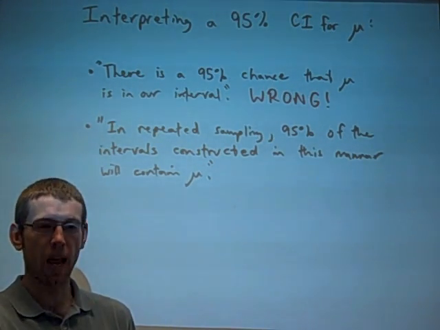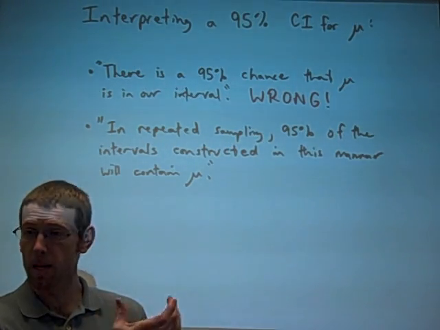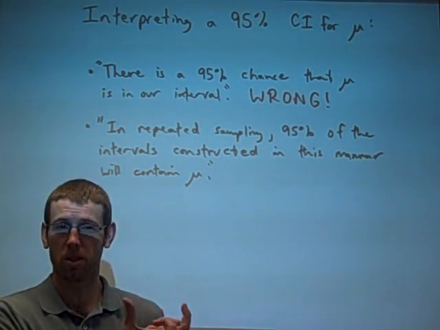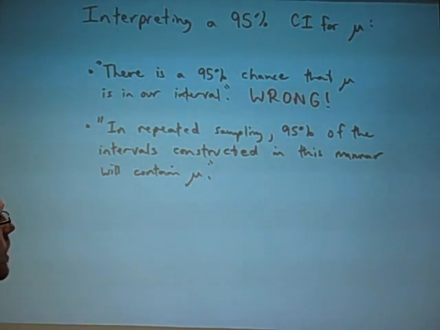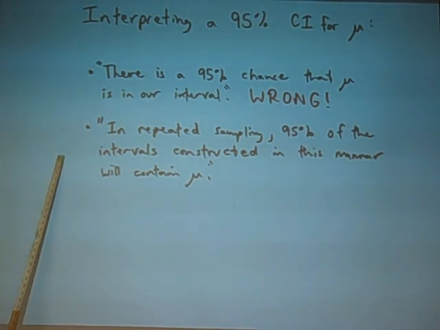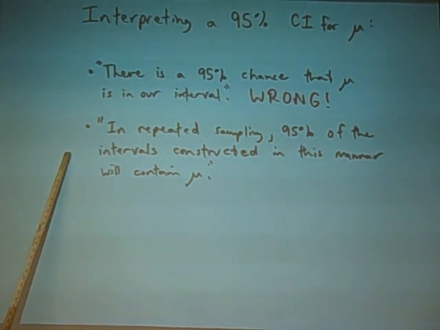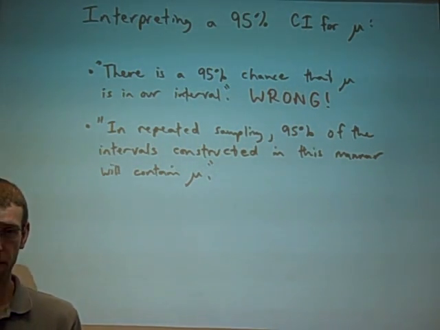If I give you a different sample, when you calculate your confidence interval, isn't that going to be different? You're going to have different endpoints on your confidence interval, aren't you? Yeah. So the correct way to interpret this, but it's kind of hard to think about, would be: in repeated sampling, 95% of the intervals constructed in this manner will contain mu.